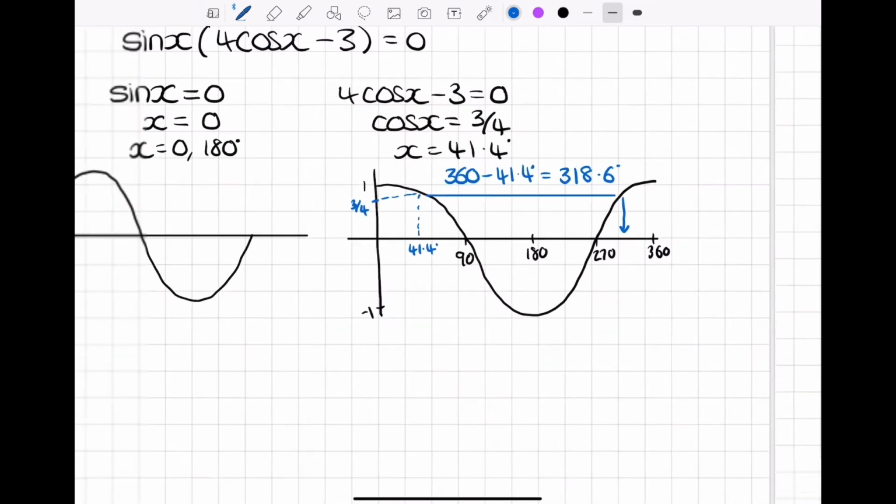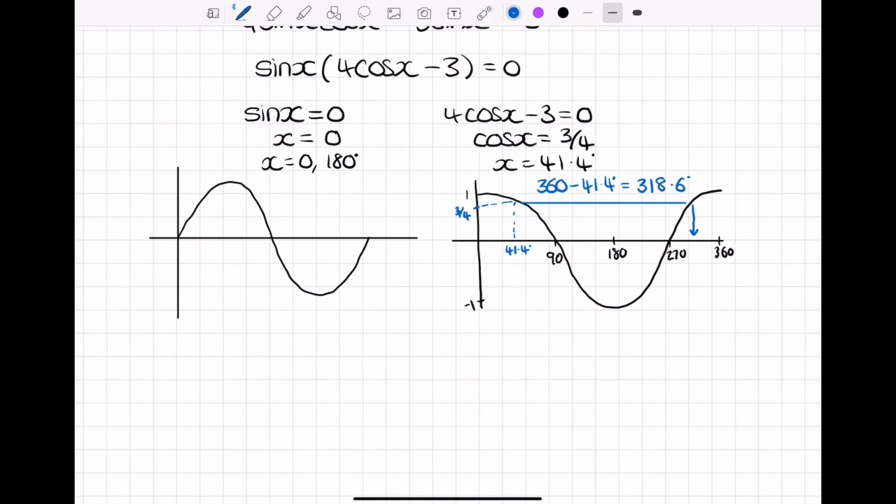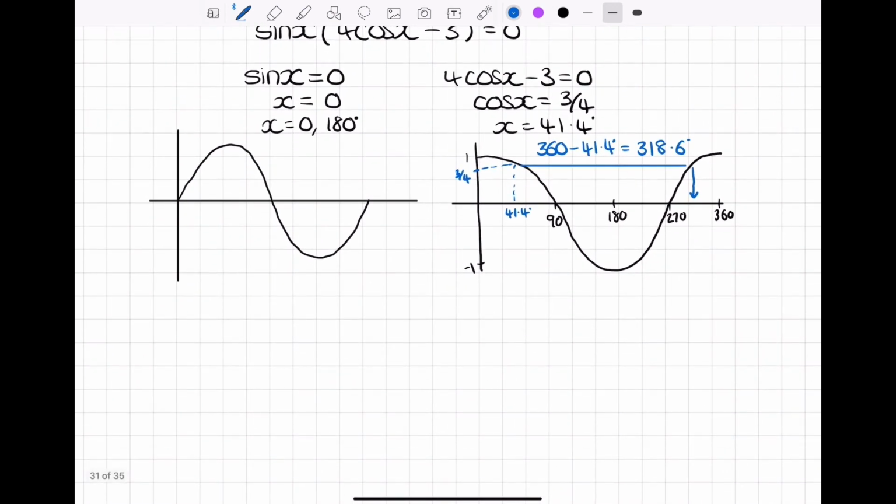So I just get two solutions from that graph, two solutions from the other graph. So altogether, I have my 4 solutions of x: 0, 41.4 degrees, 180 degrees, and 318.6 degrees.